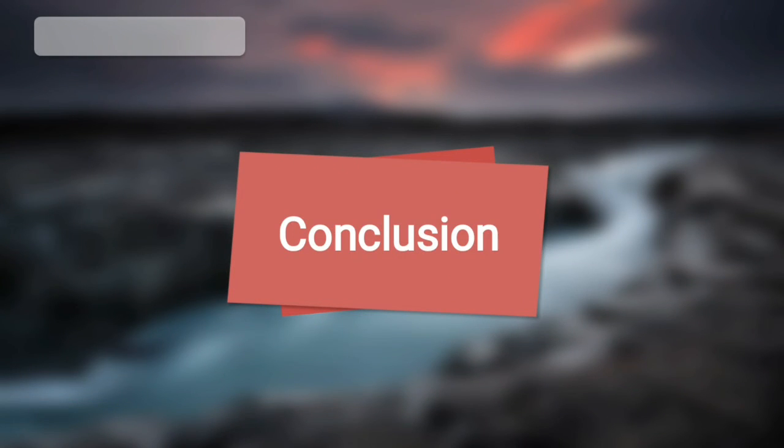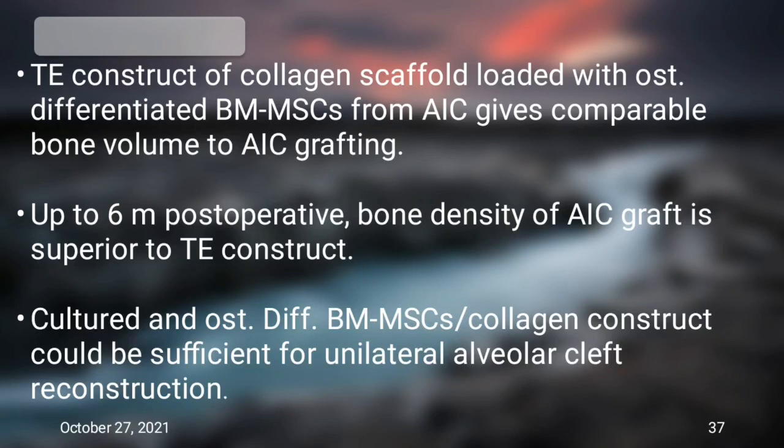From this study, we concluded that the tissue engineered graft provides bone comparable to the iliac crest graft in bone volume, but the radiographic density of this graft was significantly lower at 6 months, though it increased in a time-dependent manner as shown in the 1 year follow-up radiograph. And a tissue engineered construct composed of collagen and osteogenically differentiated bone marrow mesenchymal stem cells could be sufficient for unilateral alveolar cleft reconstruction.